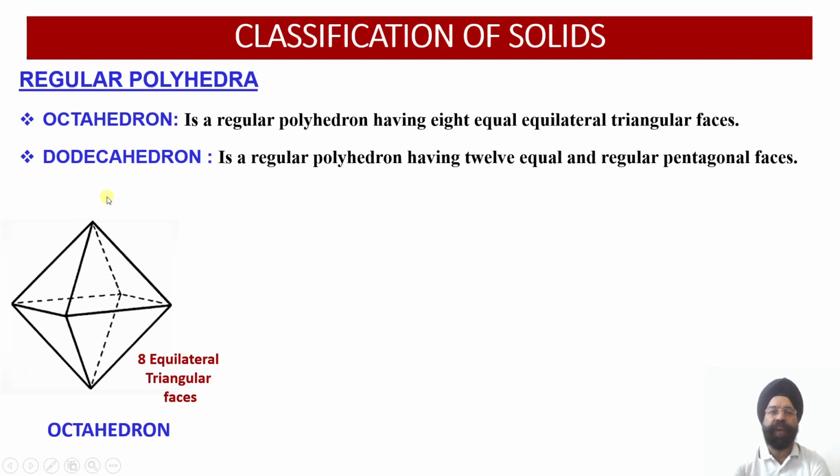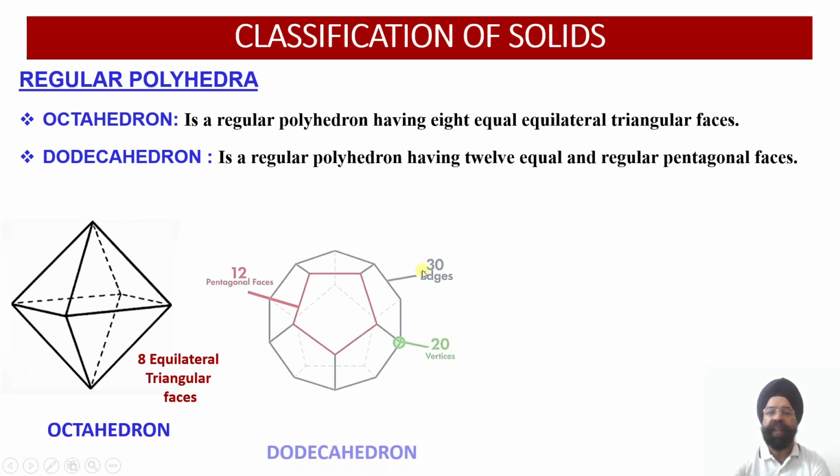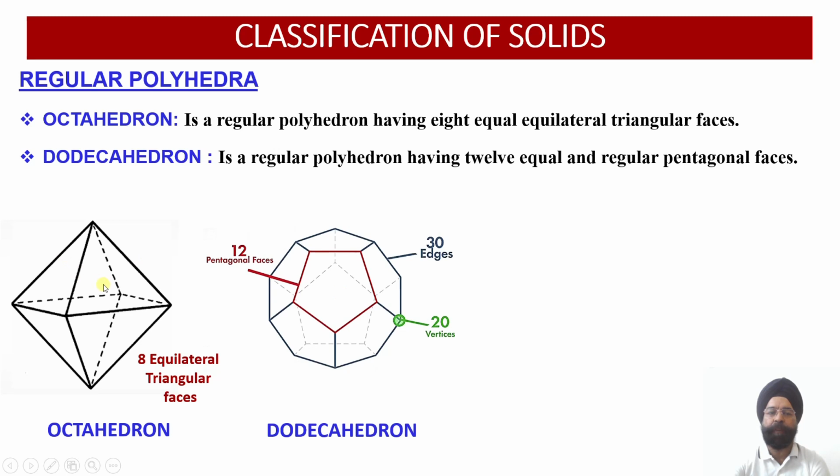Then another example of regular polyhedra is the dodecahedron. The dodecahedron is a regular polyhedron having 12 equal and regular pentagonal faces. So the shape of the face has changed. In the tetrahedron and octahedron, you had equilateral triangles. In the cube, you had the face as a square. Here your face is changing to pentagon. So there are 12 pentagonal faces, 30 edges and 20 vertices in this particular case.